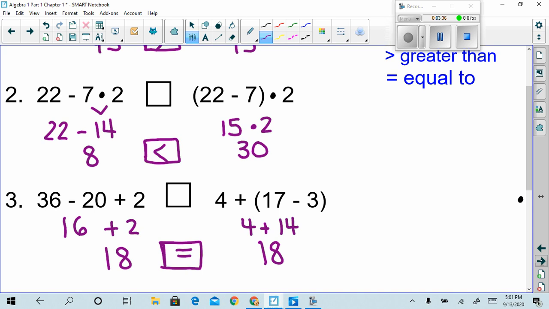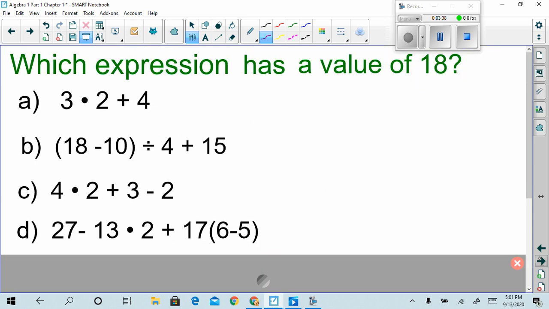Before we start today's lesson, here's another way to look at our recent topic. Which expression has a value of 18? A, B, C, or D? Take a moment, and how will you find out? By performing order of operation on all four, making sure that one of them actually comes out to 18. Every once in a while, the problem like this might have none of the above, so try these out.